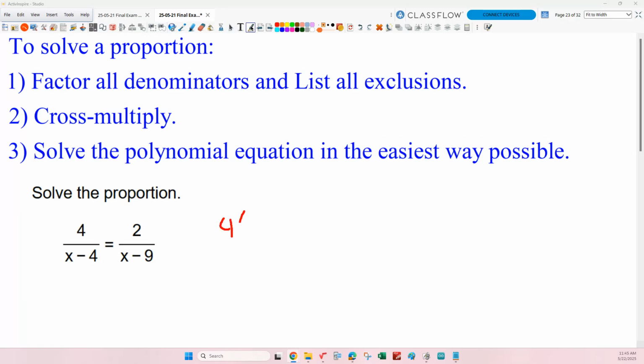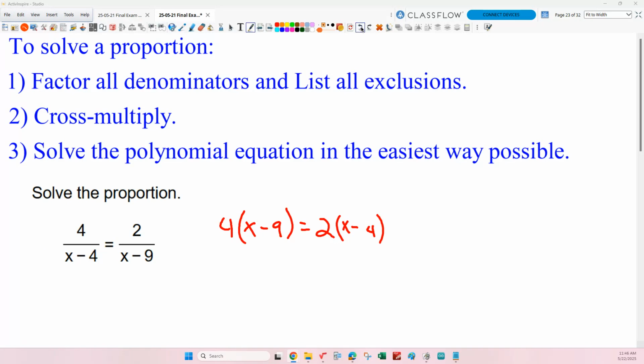Yes, we have 4 times x minus 9 equals 2 times x minus 4. I don't know if you struggle with it as much, but I have seen people do 4 times x minus 9 over 2 times x minus 4. Do we feel okay about why they're equal to each other and not a fraction? Like if we wanted to get rid of this denominator, we just multiply both sides by it, right? So then we'd get 2 times x minus 4. And then we'd have to get rid of this denominator, so we'd multiply both sides.